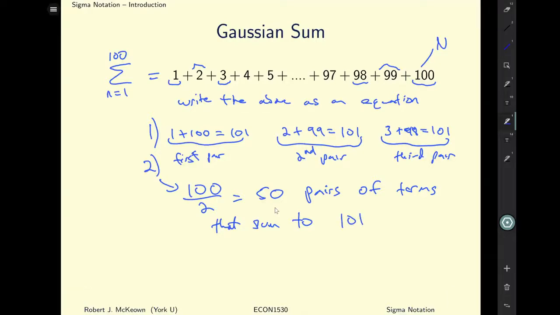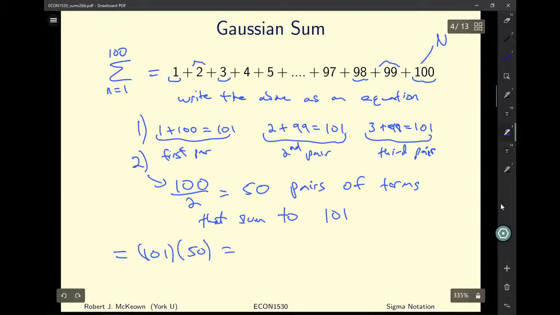And we can write this as an equation. The equation would therefore be 101 times 50. And the answer is 5,050.